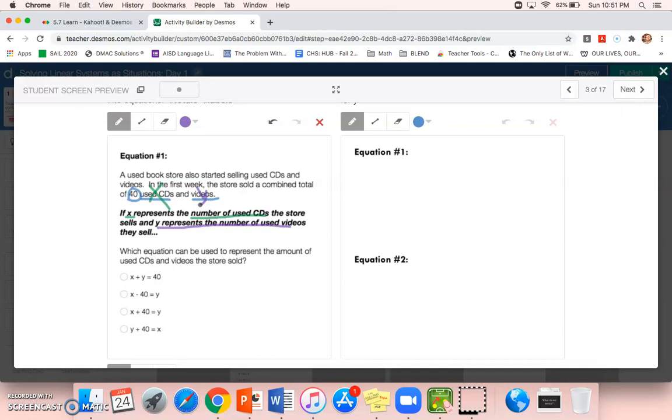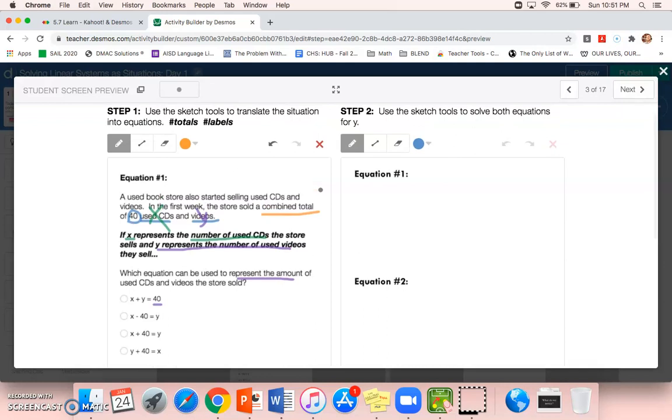This makes the next part really easy. It says which equation can be used to represent the amount of used CDs and videos the store sold. So we're looking to represent the amount that was sold. We know that was 40, right? And how do we find a combined total? So there were some keywords there. Total is something that you want to pay attention to. A lot of the problems you'll see this year will involve totals.